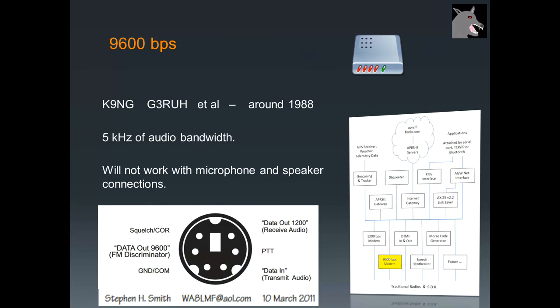In the late 1980s, there were several different designs to send 9,600 bits per second. I don't know if I'd call them modems because they just shoved the digital signal directly into the radio. The important thing to remember if you want to use higher speed is that it will not work with the microphone and speaker because of the audio filtering and limited bandwidth.